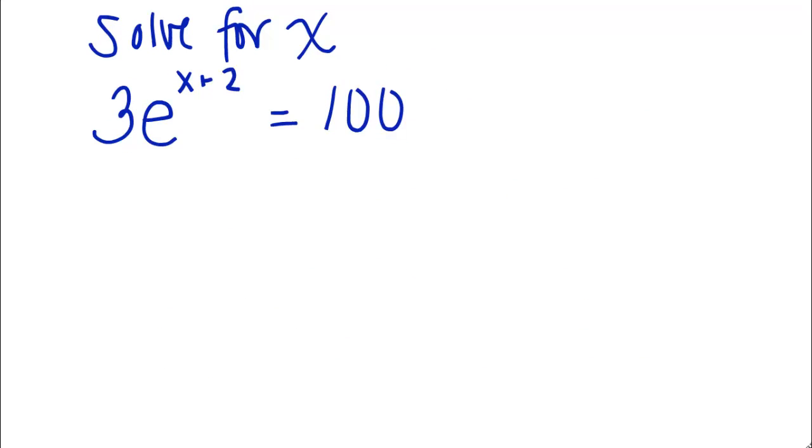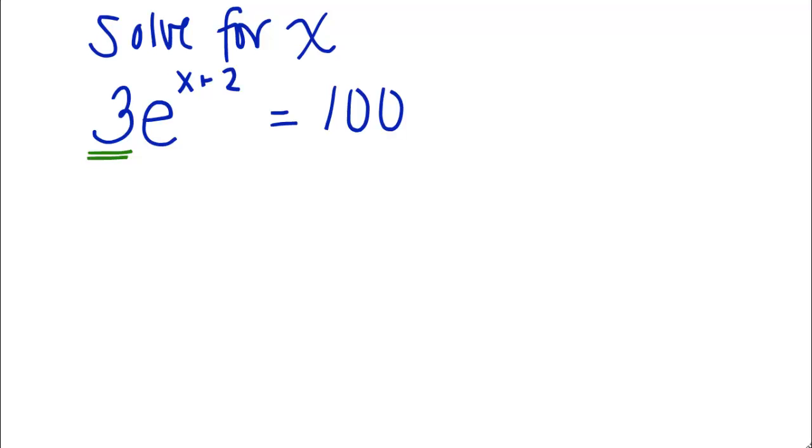Let's look at some more examples. Here we have 3 times e to the x plus 2 is equal to 100. You might be tempted to go to log form right away, but we can't because we don't have something that's purely written in exponential form, a to the b equals c, or the way I wrote it before, b to the a equals x. We have to deal with that 3 coefficient first.